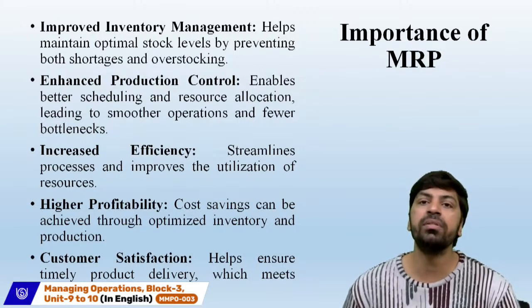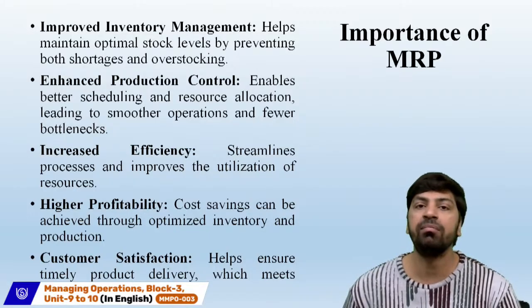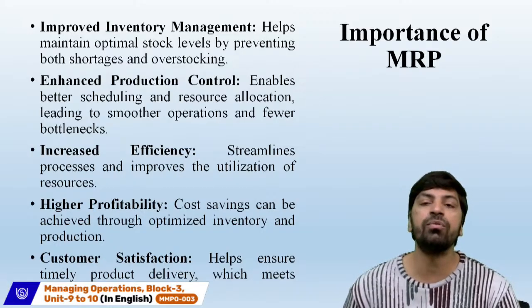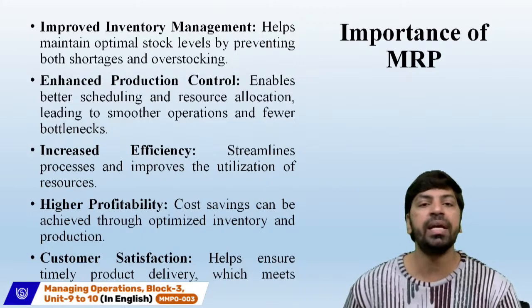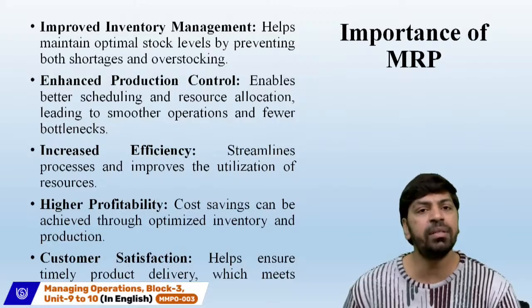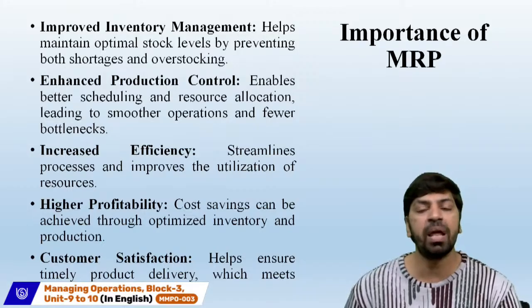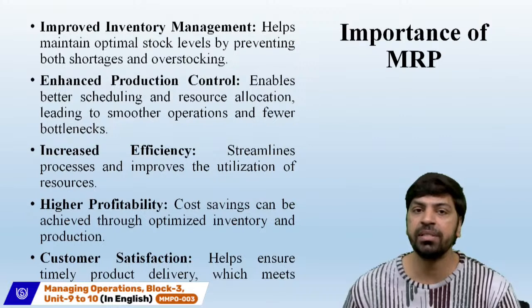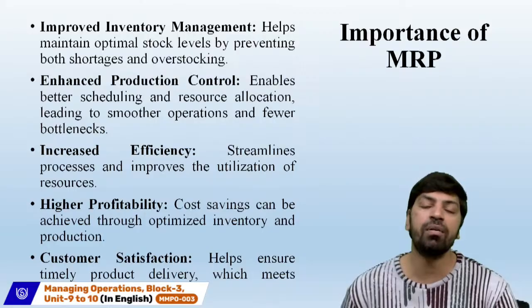Next is the importance of MRP. It improves inventory management, maintaining optimal stock levels by preventing both shortages and overstocking. The next one is enhanced production control. It also enables better scheduling and resource allocation through computer-based systems. Next is increased efficiency. It streamlines processes and improves the utilization of resources.